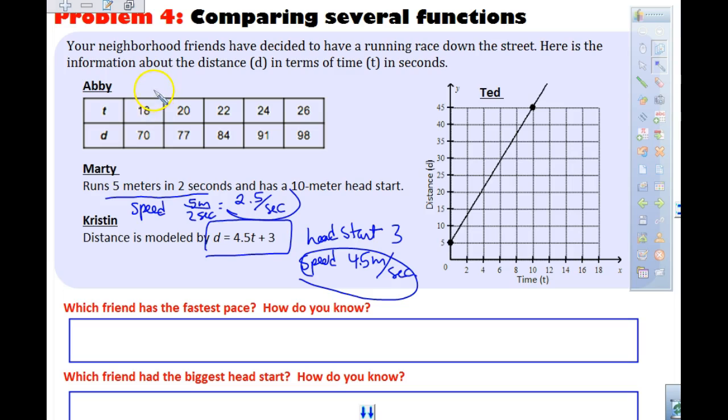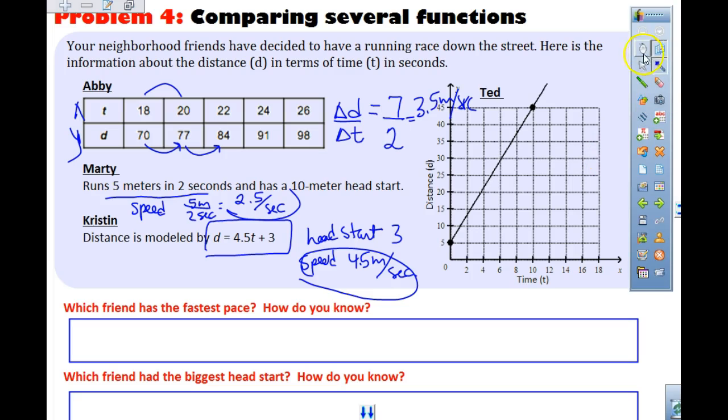So when we look at Abby's, we want to look at the change in d, right? This is our y, the change in d. So from 70 to 77, how is it changing? 7. 77 to 84, is it the same change? Yep, so 7 divided by the change in time. Okay, so this was our y, this is our x. What is our change in time from 18 to 20? It was 2. 7 divided by 2 gives us 3.5 meters per second.